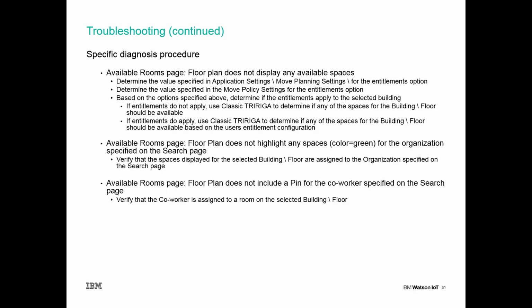Another problem you may see on the available rooms page is that the floor plan is not displaying any available spaces. So this one's a little more difficult to determine. You're going to have to look at a number of different areas to determine if that information is correct or not. It'll depend on your application settings and your move policy and whether the space is actually available. So here I provided some steps on where you go to look to determine whether the display is correct.